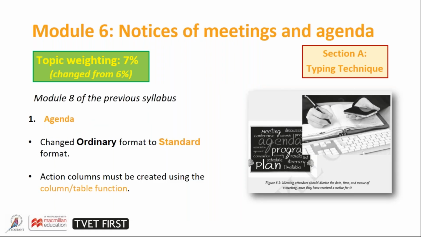Module 6, your notices of meetings and agendas. The only thing that's really changed here is they've changed the word ordinary format to standard format, and there are obviously action columns that can be used or have been included for the minutes of your meetings. I haven't really seen them for a notice and agenda, but I do know that they are there.